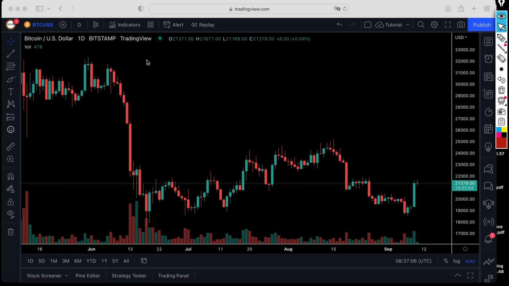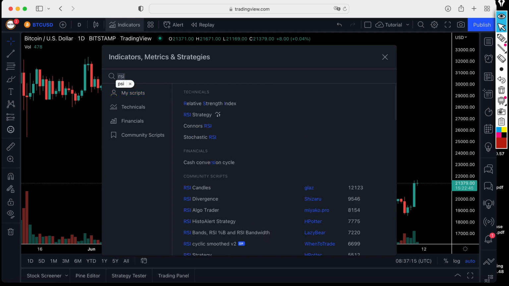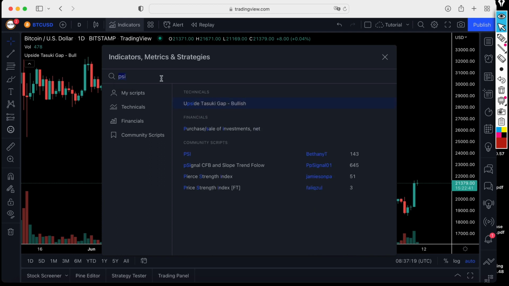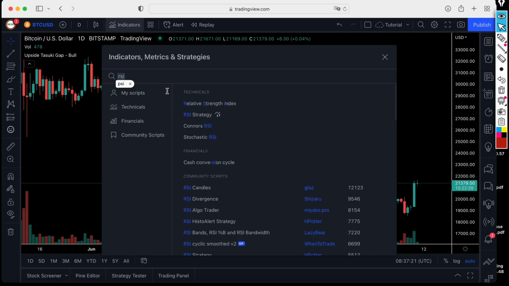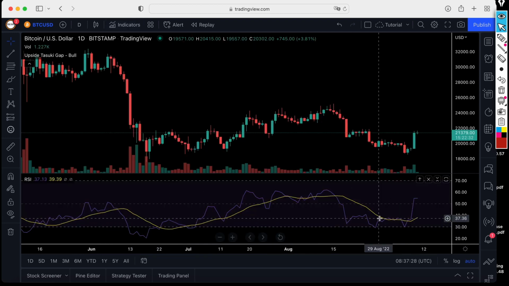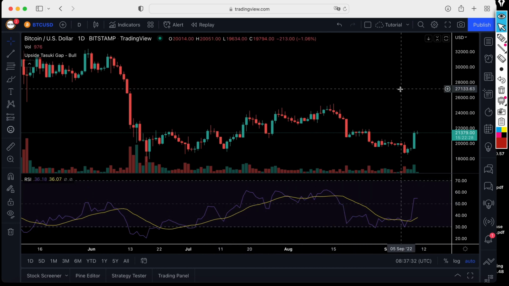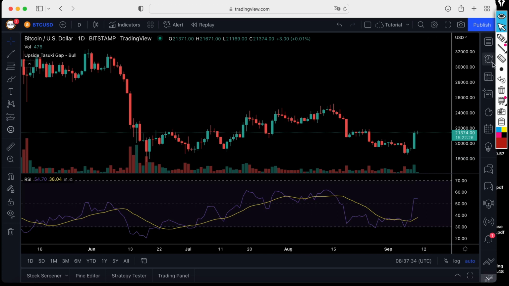Now, whatever indicator you want to add, just go to indicators, and then you start typing the indicator. Some people like to use the relative strength index, which is the RSI. When you click on RSI, not PSI, we're looking at the relative strength index. When you click on it, then the RSI is also added. I'm not a person that uses an RSI, but I will just briefly describe how other people use it.